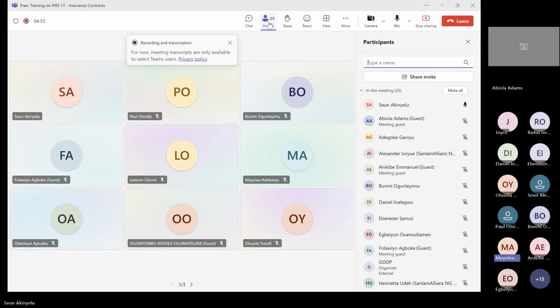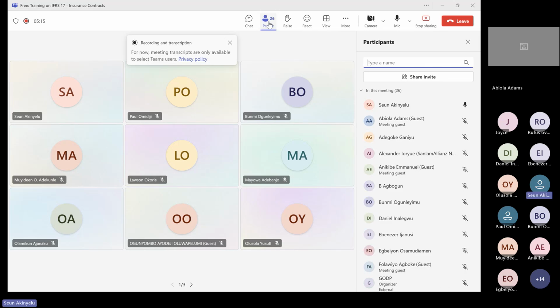Good afternoon, everyone. My name is Muideen Adekunle from BO Insurance Brokers Limited. As a finance person, I just want to learn the flow of the posting of this insurance contract in our books. Thank you. Okay, thank you very much.